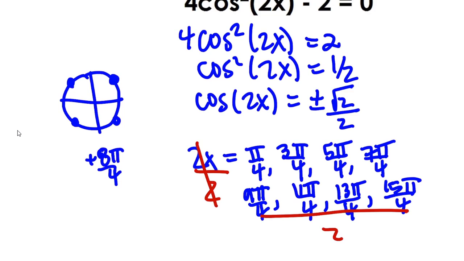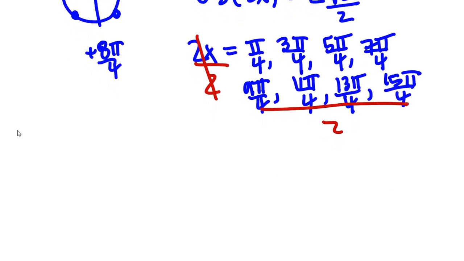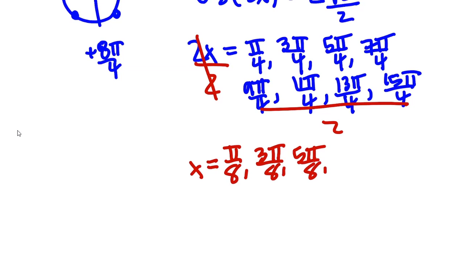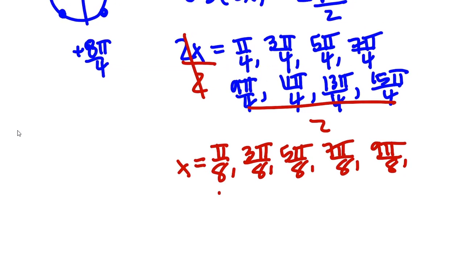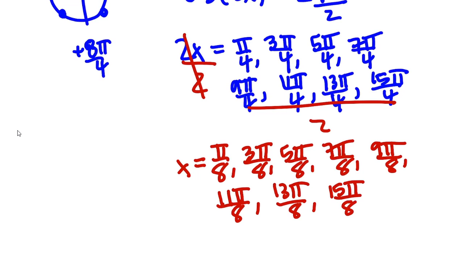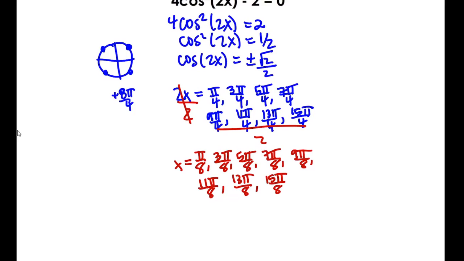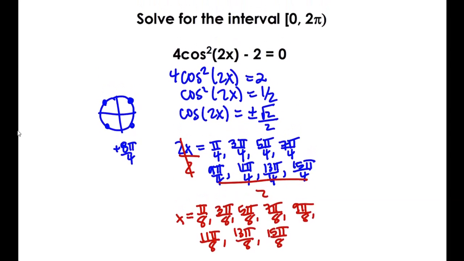When you divide by 2, hopefully you've noticed the pattern that we just double the denominator. So we get pi over 8, 3 pi over 8, 5 pi over 8, 7 pi over 8, 9 pi over 8, 11 pi over 8, 13 pi over 8, and 15 pi over 8. So that gets us right up until 2 pi. So that way we get all the answers.